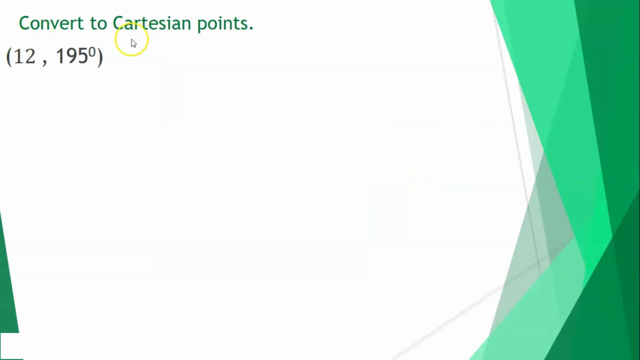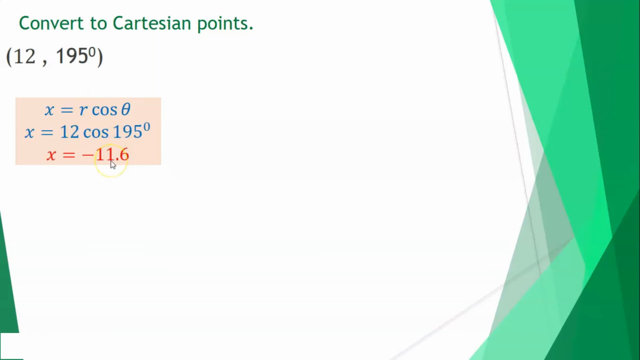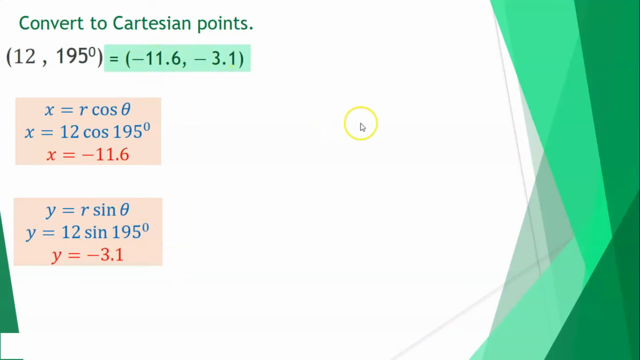Okay, next, convert to Cartesian points. So I have here, R is 12 and the angle is 195 degrees. Take note, 195 is located in the third quadrant. So our Cartesian point here should be both negative. So for x, it's R cosine theta, substitute, 12 cosine 195, it's -11.6. Okay, then for y, it's R sine theta, so 12 sine 195, we will have -3.1. So indeed, it is in the third quadrant.